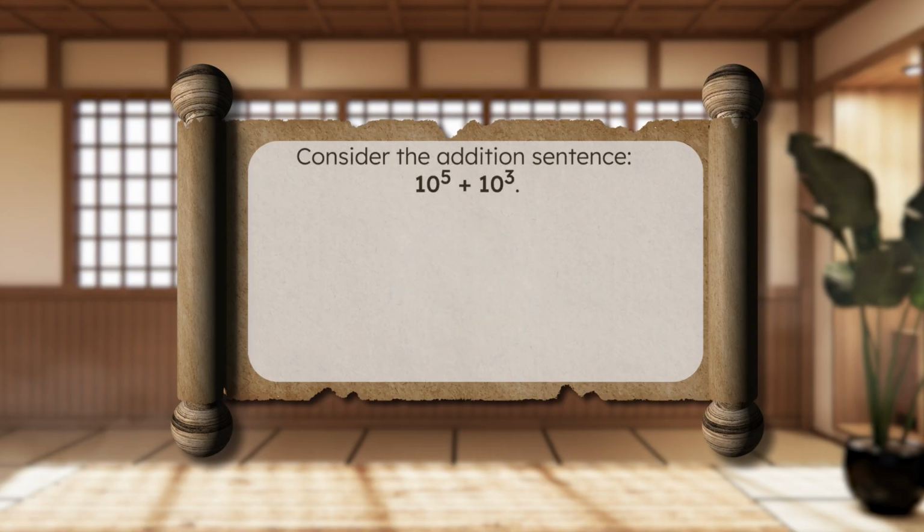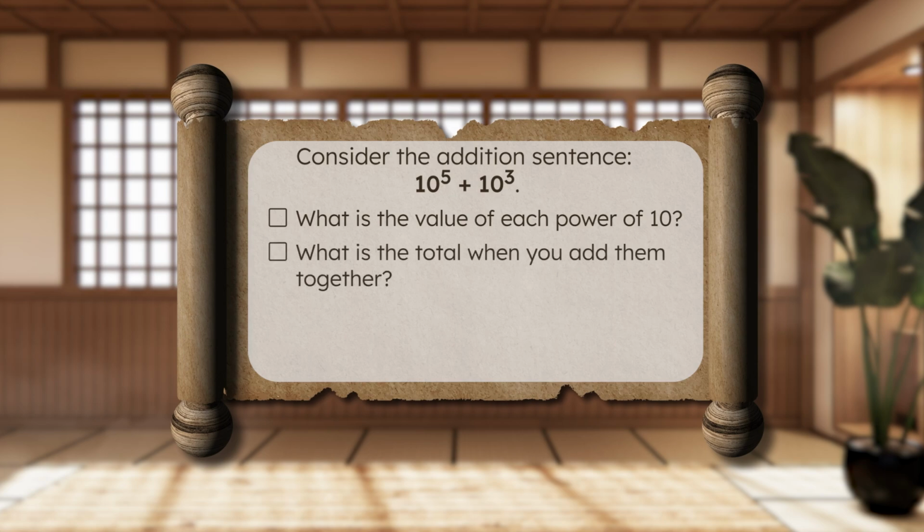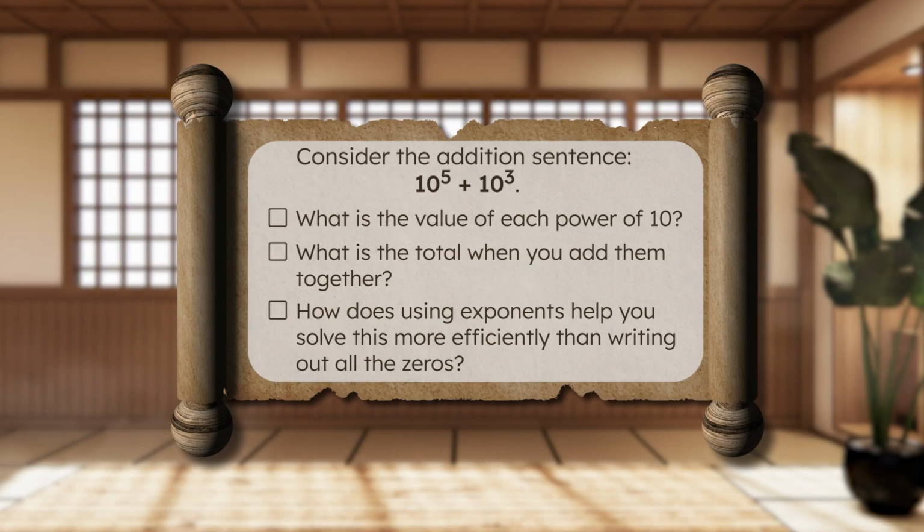Consider the addition sentence 10 to the 5th power plus 10 to the 3rd power. What is the value of each power of 10? What is the total when you add them together? How does using exponents help you solve this more efficiently than writing out all the zeros? Study well. The path to mastery begins now.